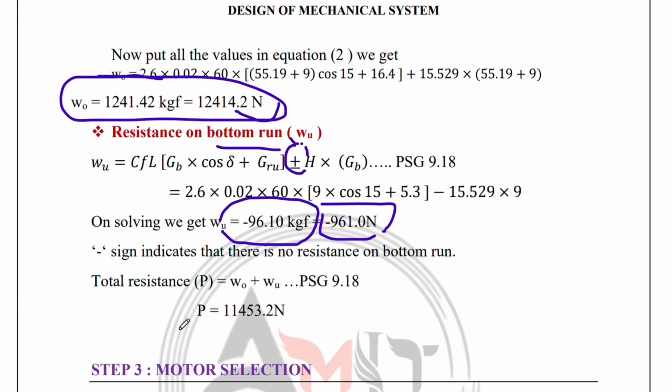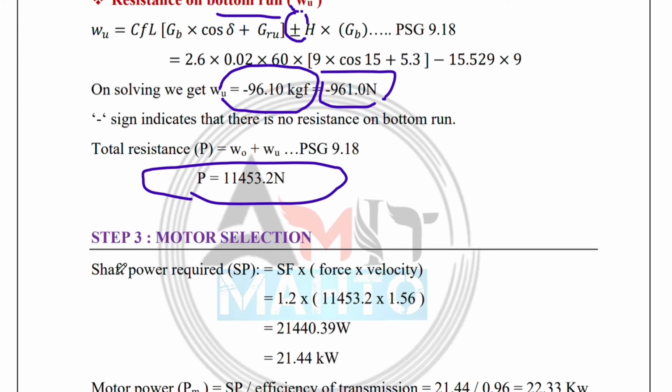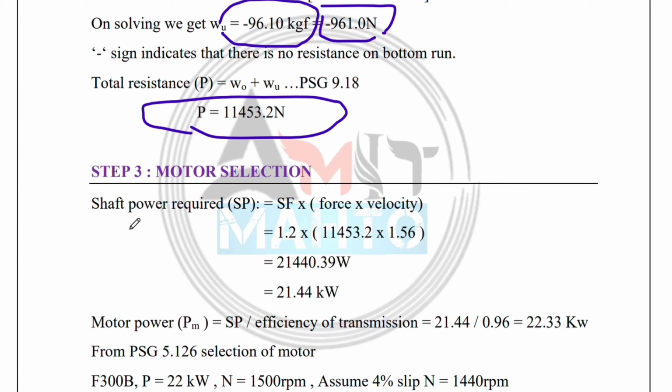Solve it, you will get the total resistance, which will be 11,453.2 Newton. Okay, so here your step number 2 has been completed. Next, moving to step number 3. Step number 3 is the motor selection. For motor selection, there is one formula: shaft power required equals service factor into force into velocity. Here we assume the service factor as 1.2.